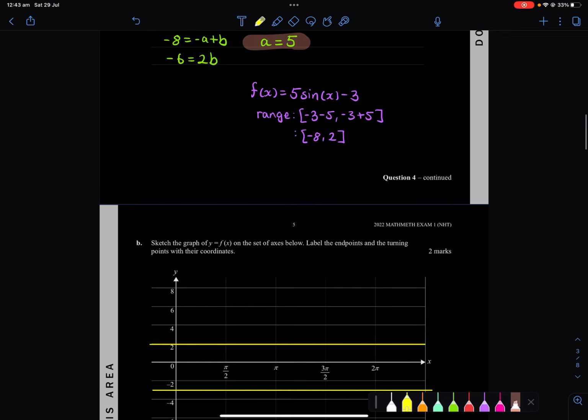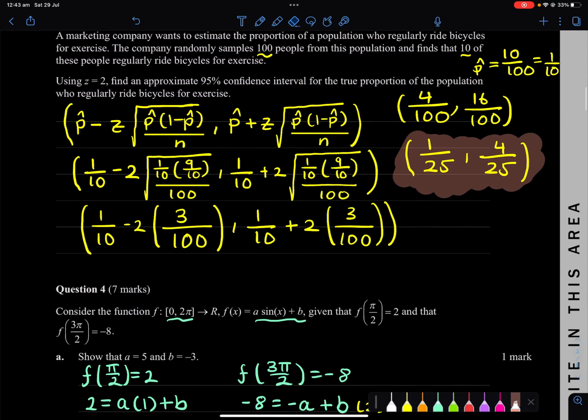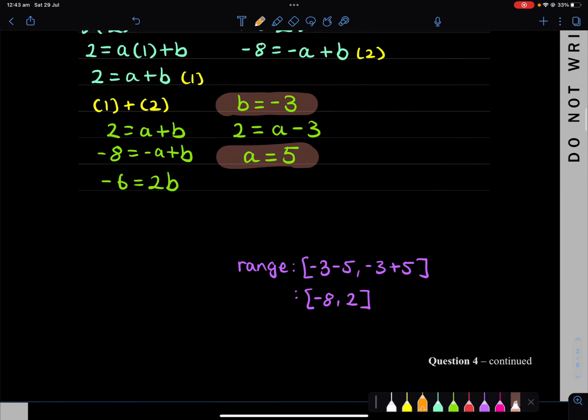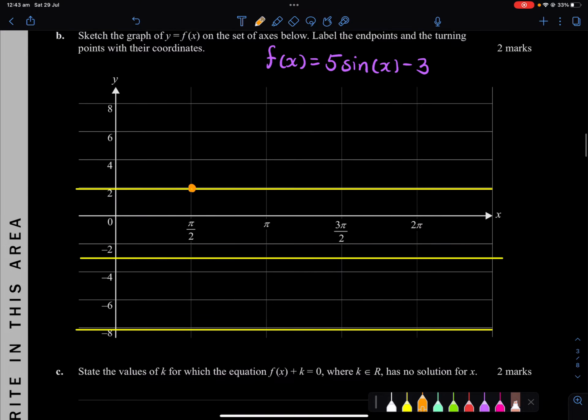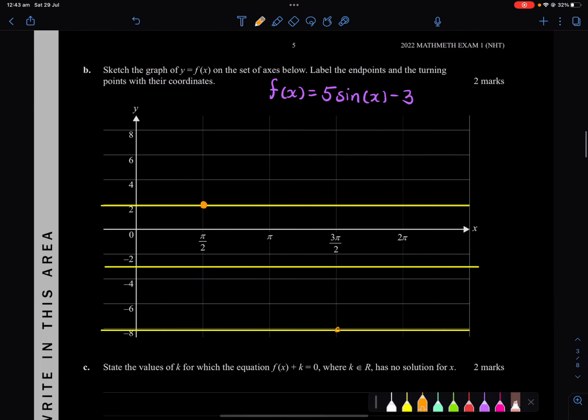Now, I know the function, so I'm just going to take this function over here and bring it down here, so I can look at it. Okay. Let's sketch it. I know from the initial questions that when x is equal to pi over 2, it will equal 2. So one point will be over here. And we know that when x is equal to 3 pi on 2, it's negative 8. So that will be over here.